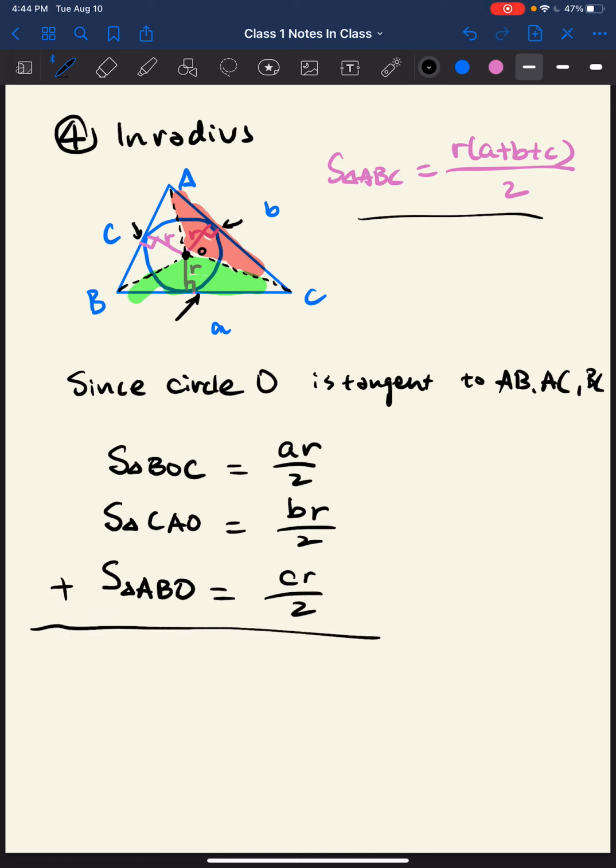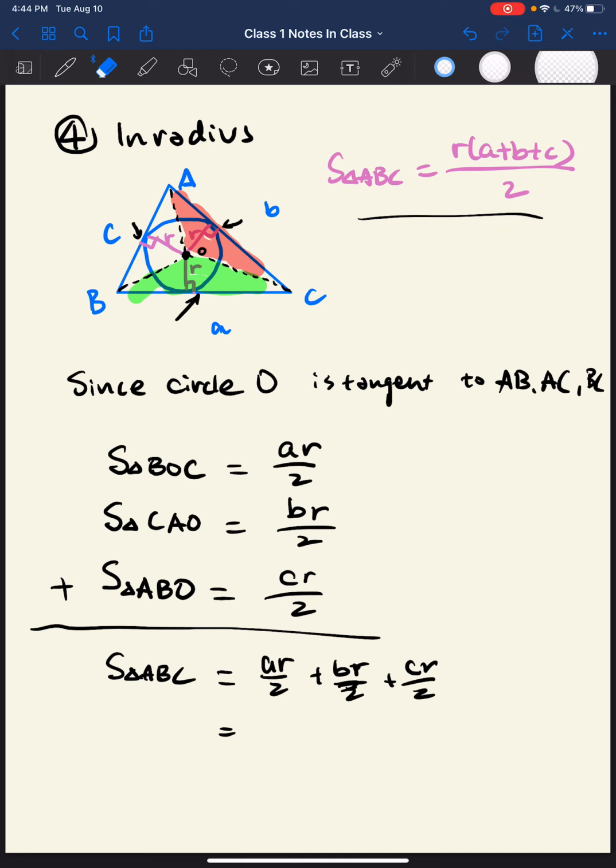If we add all these three triangles together, we can see that it equals triangle ABC. So we add the left side and the right side: ar over 2 plus br over 2 plus cr over 2. Since every single item has r over 2, we can factor that out. So it's r over 2 times (a plus b plus c), which is our formula.